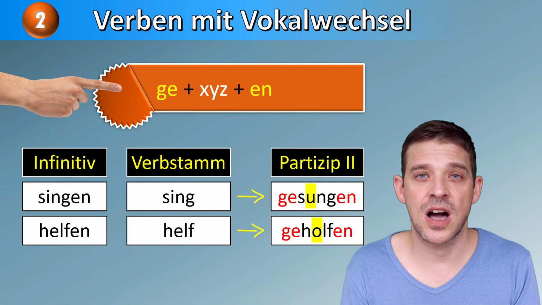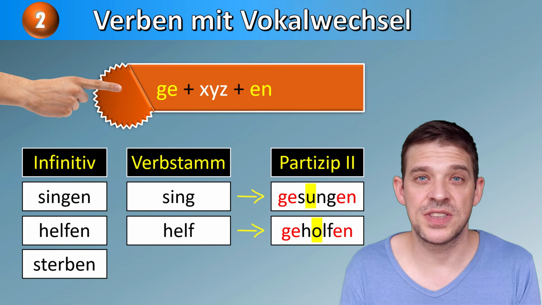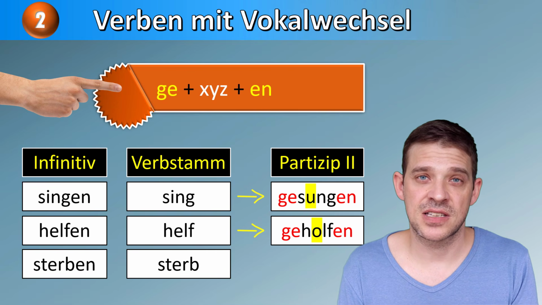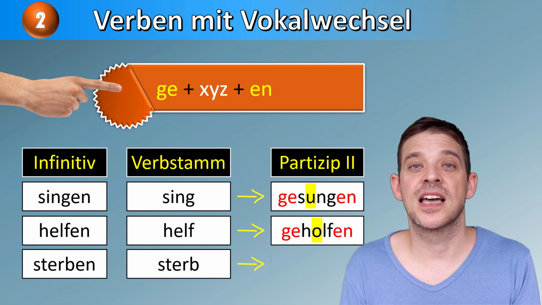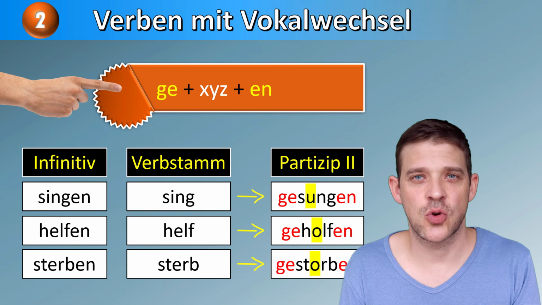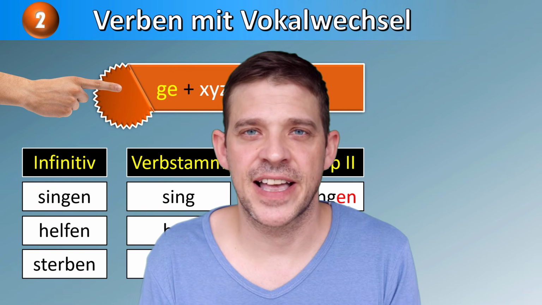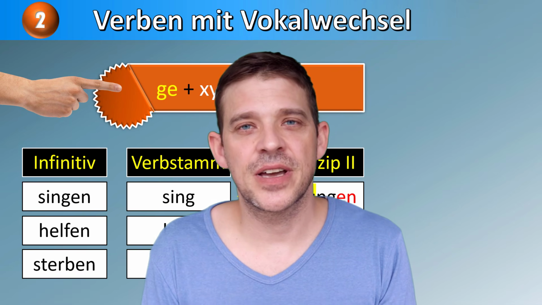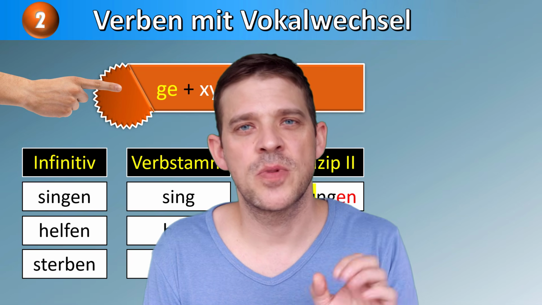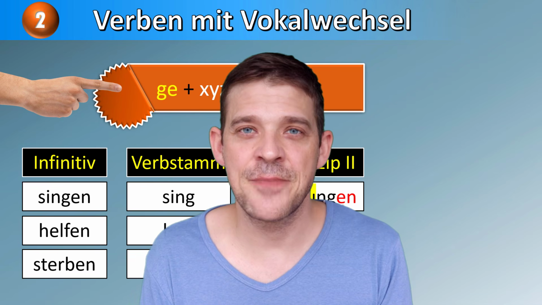Again, a Vokalwechsel. And another one, sterben. Sterben heißt to die. Sterb ist der Verbstamm. Partizip, gesterben. Nein, auch nicht. Es ist gestorben. So, you see, there is nothing I can help you with, actually. That's because it's irregular verbs. And irregular verbs is just something, there are so many irregularities, as it's already in the name.